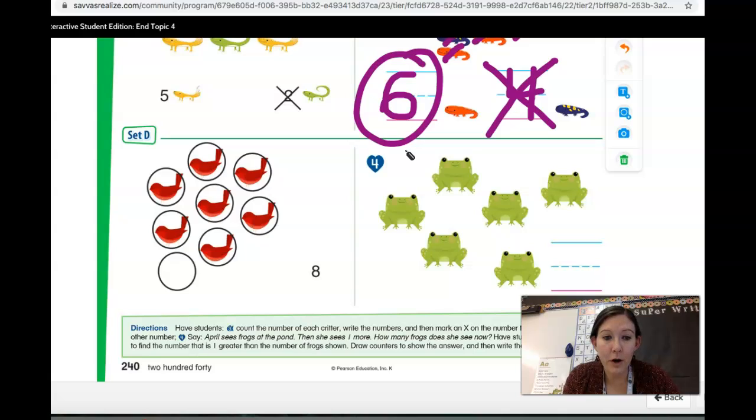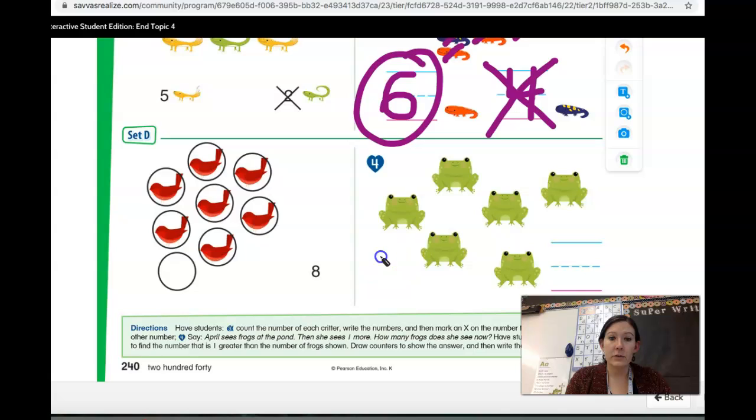All right. Let's look at number four, heart. I'm going to read you this math story. April sees six frogs at the pond. Then she sees one more. How many frogs does she see now? Let's see if we can find the number that is one greater than the number that is shown. First, let's count these frogs. One, two, three, four, five, six. What's the number that is one greater than six?